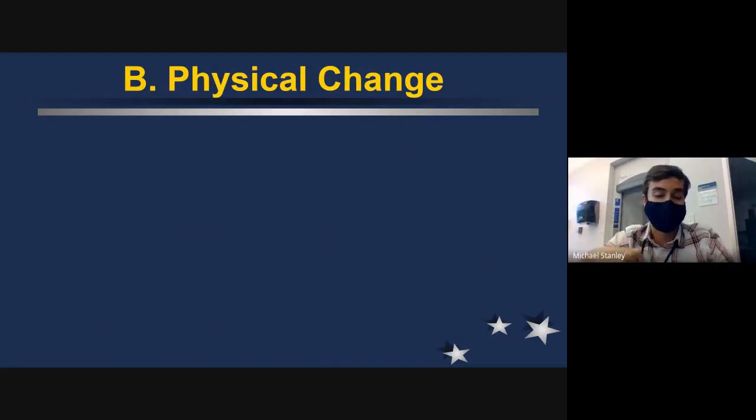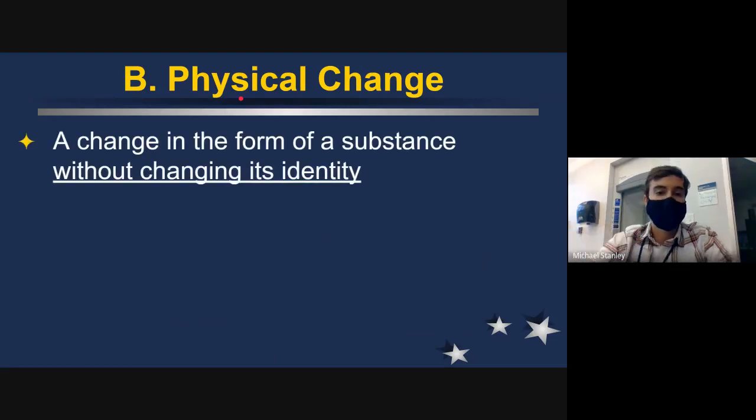So there are a couple different types of changes that we're going to be talking about today. A physical change is when we change the form of a substance, the form of our matter, maybe what it looks like, without changing the identity of our matter. So like with that piece of metal, we took it from a big piece of metal to several smaller pieces of metal. But it was still metal. It was still the same substance.